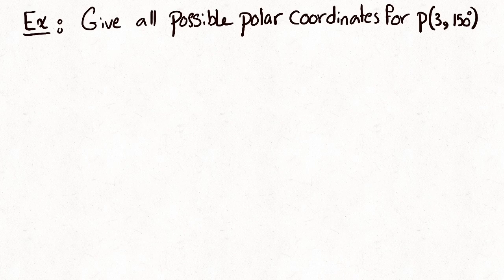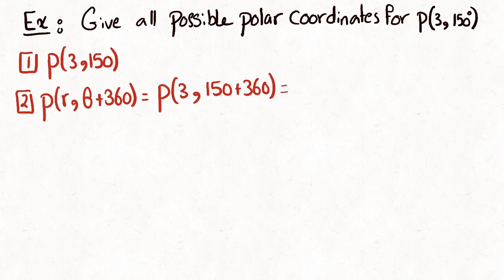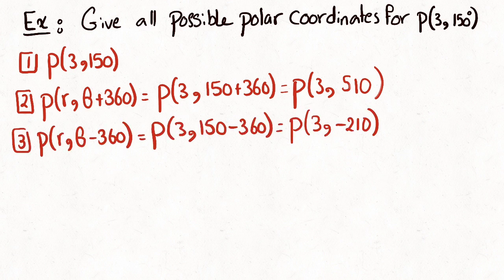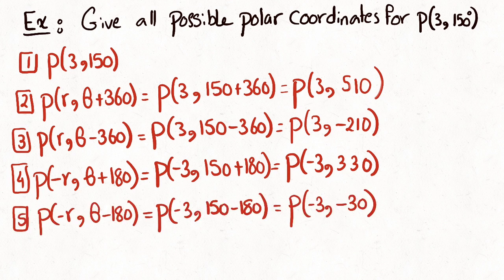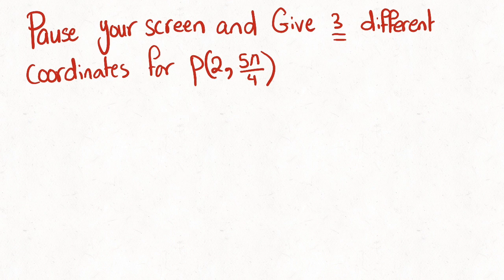Take the following example. Give all possible polar coordinates for the point P(3, 150°). First of all, the first point is the one given in the exam. Now the second one, you start with P(r, theta plus 360) and apply the calculations. The third one, P(r, theta minus 360). The fourth one, P(-r, theta plus 180). And the last one, P(-r, theta minus 180). Don't forget to apply the calculations as you can see in front of you. Try the following question, then compare the answer.